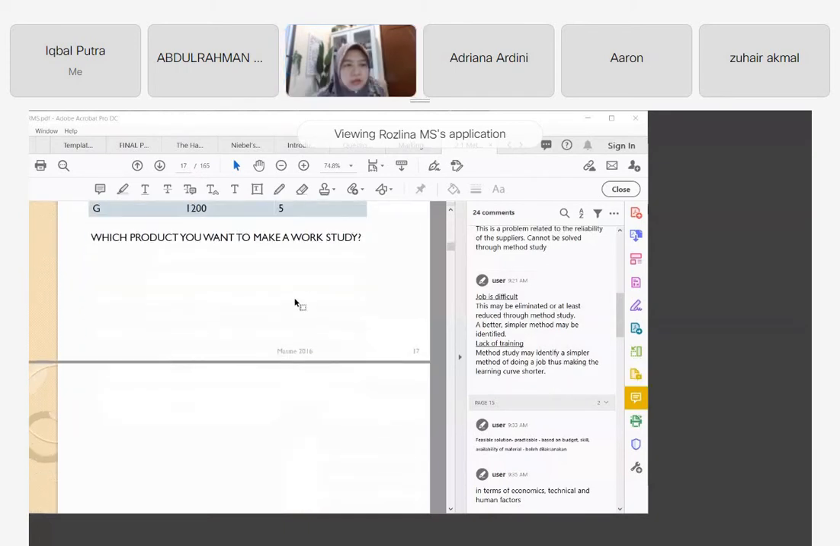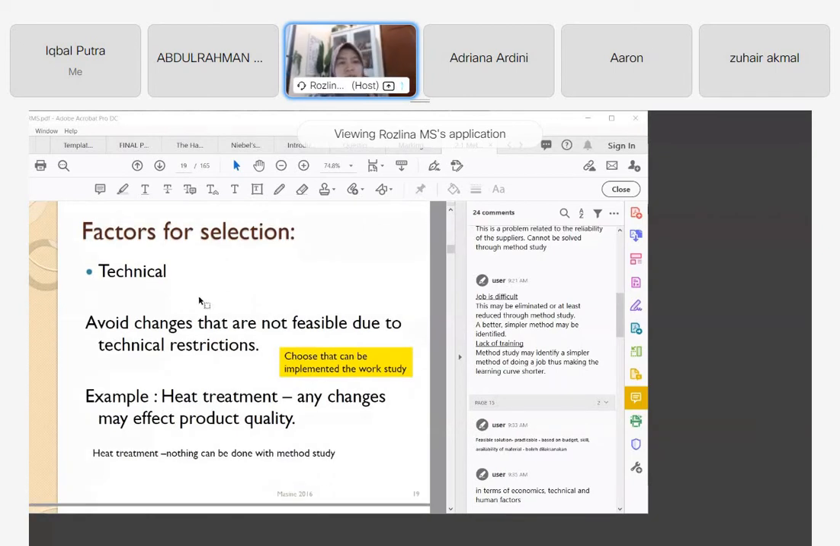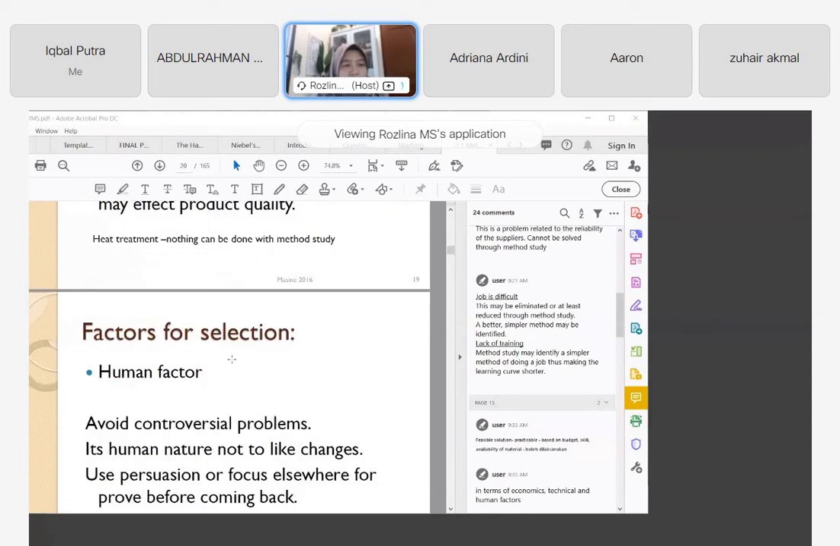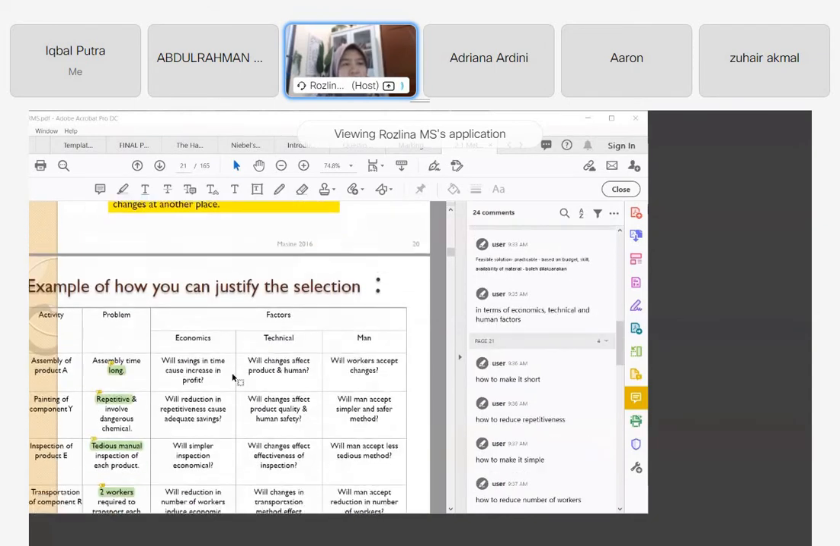Okay. So now you know how to do the Pareto chart. Okay, factors for selection. Second is technical, right? Okay, the technical: avoid changes that are not feasible, like the heat treatment just now. This one is technical. Okay, done. I finish. Human factors also finished.